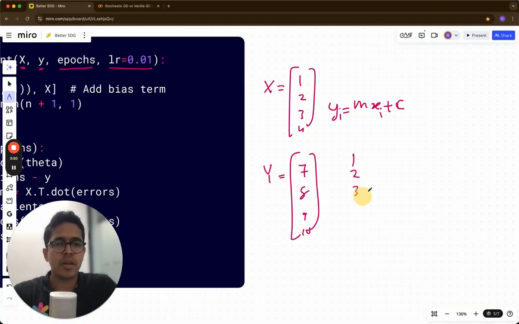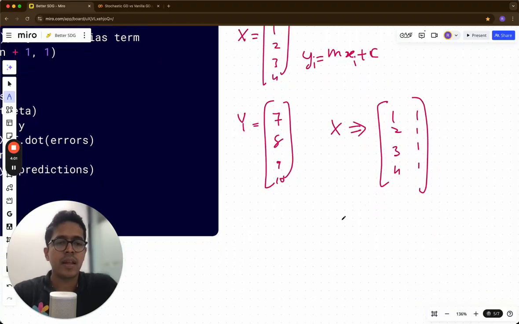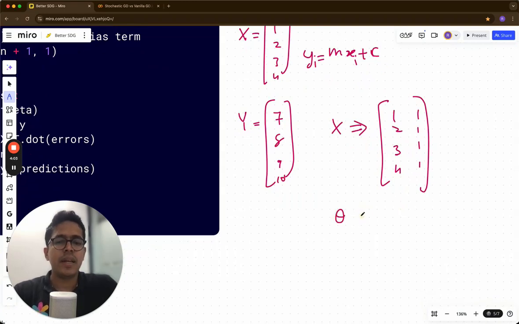So x, the new x, will be the old x, which is 1, 2, 3, 4, plus a series of ones appended as another column, and then theta would be the values of the parameters. Now this is a 4 by 2 matrix, so you need a 2 by 1, so theta is equal to m and c.